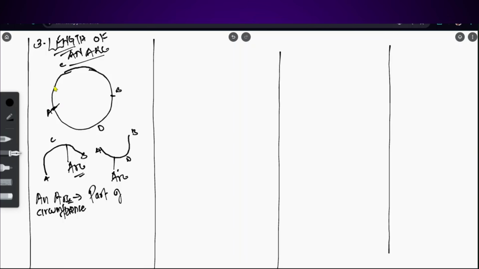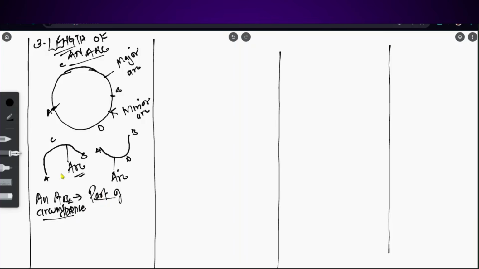Now, if this one, ACB, is bigger than the other one, then this one I call a major arc, and the other one is the opposite of that. I'll call it a minor arc. So a major arc is a part of circumference that is bigger than the other part. Minor is the smaller part. So an arc is part of circumference.